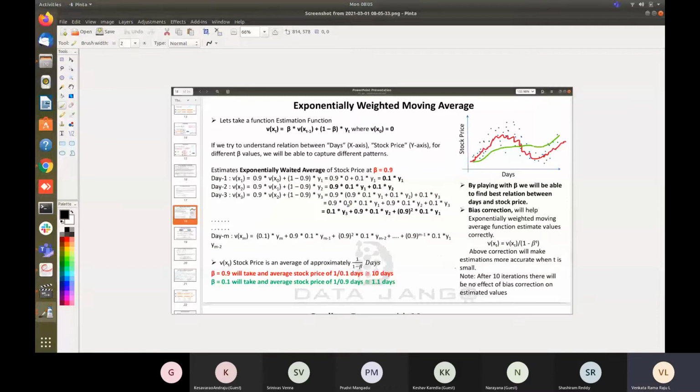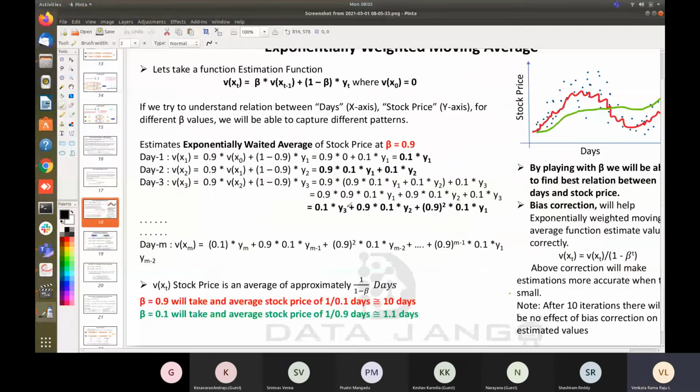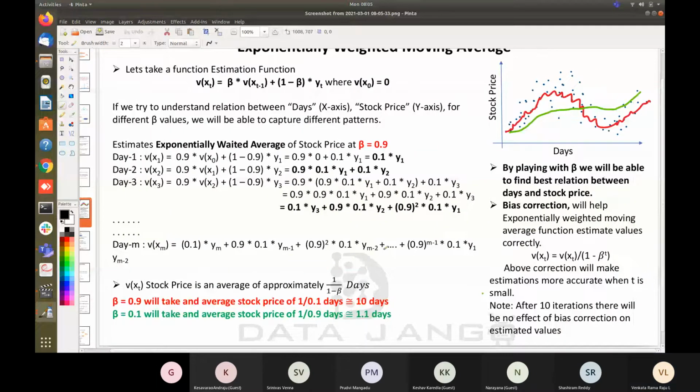What I said is the bias correction, right? Bias correction is a concept, and I said that this formula I am changing it to divided by 1 minus beta power t. Here, if you use the same formula, divided by 1 minus beta, what is beta? 0.9 to the power of t, with t equal to 1, is 0.9, right? So it's going to be 0.1 into y1 divided by 1 minus 0.9, which is 0.1.